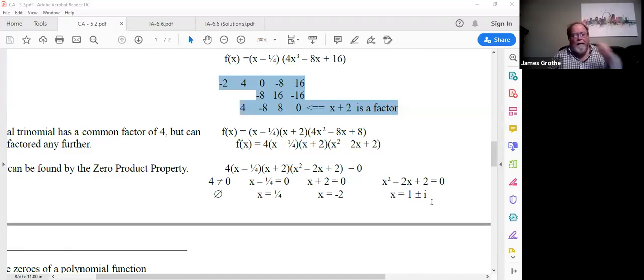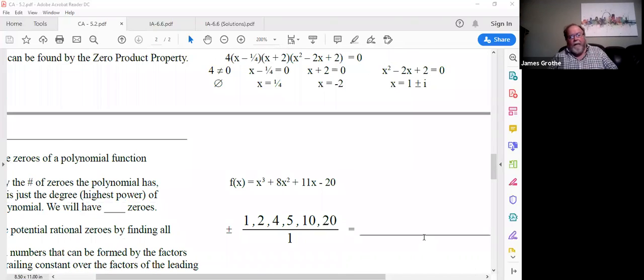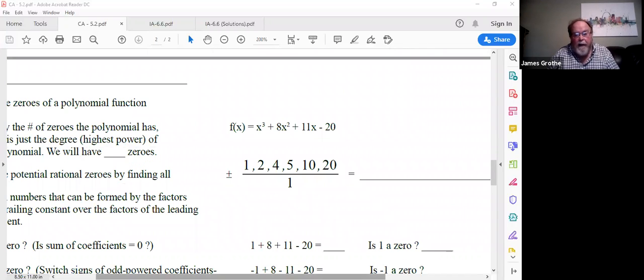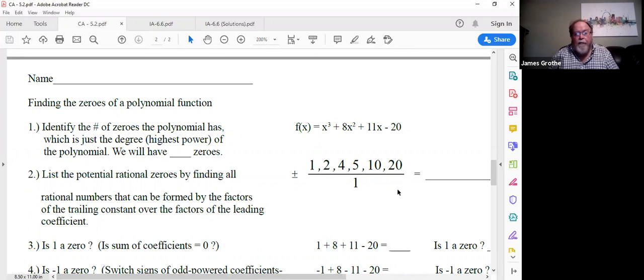Okay, back. All right, this one you're going to have to do some filling in on. But here we're looking at the polynomial x cubed plus 8x squared plus 11x minus 20. Here we're going to have 3 zeros.